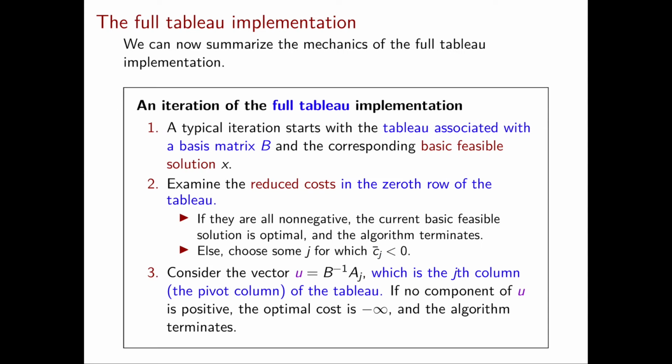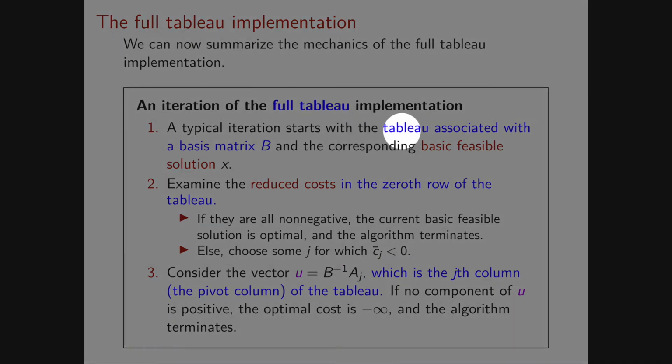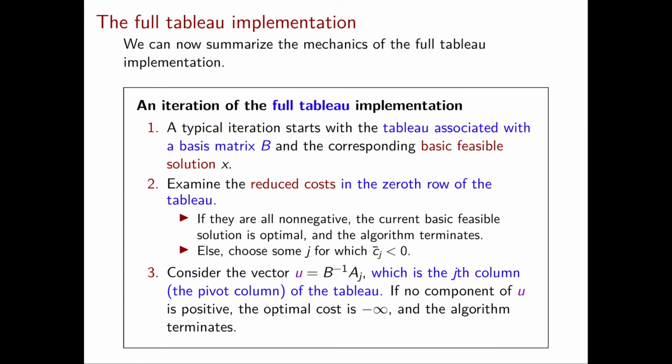We're now ready to summarize a full iteration of the full Tableau implementation. Also in this case, one iteration is very similar to an iteration with the previous implementations, so in blue I highlight the main differences. In a typical iteration, we start with the tableau associated with the basis matrix B and the corresponding basic feasible solution X.